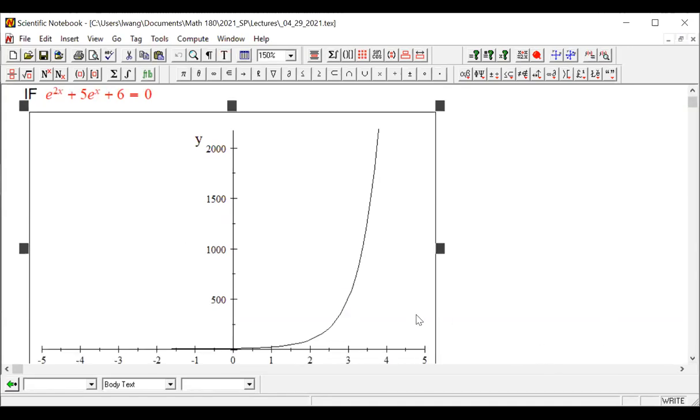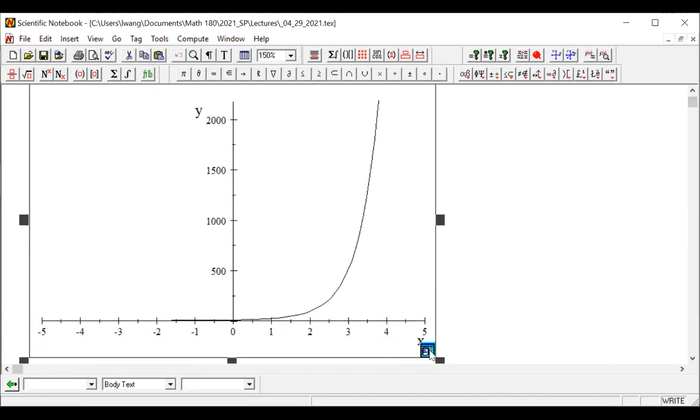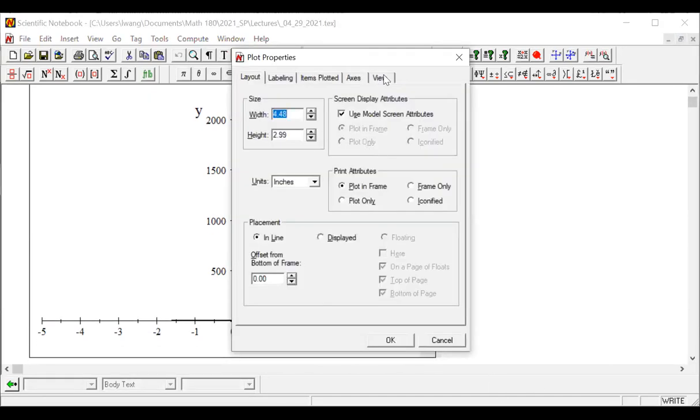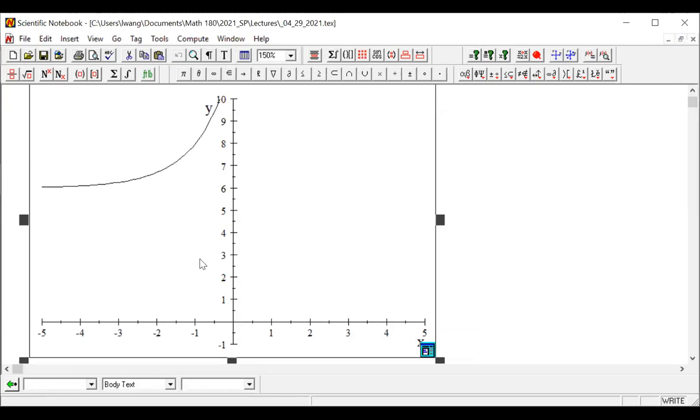So you would adjust your picture. So we would adjust our picture near 0. So y maybe from -1 to something, I don't need to see y equals 2000, 1000, maybe just 10. Let's see what happens there.